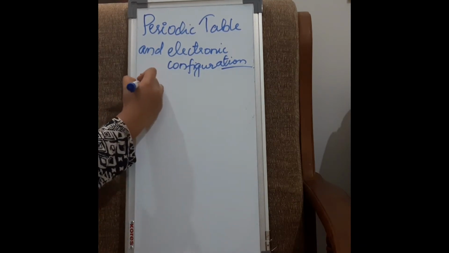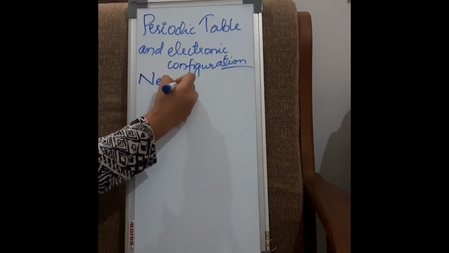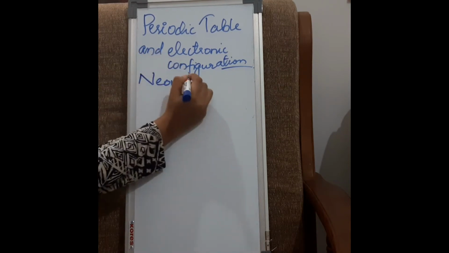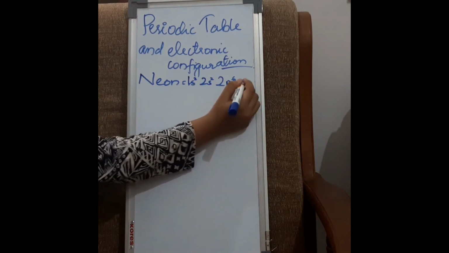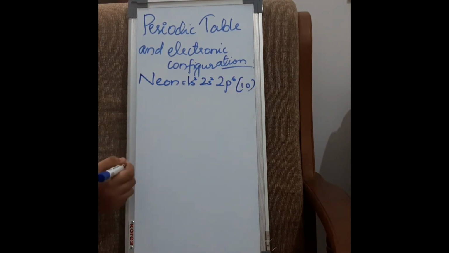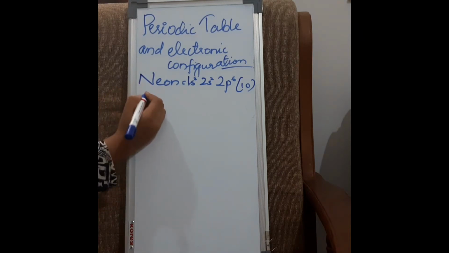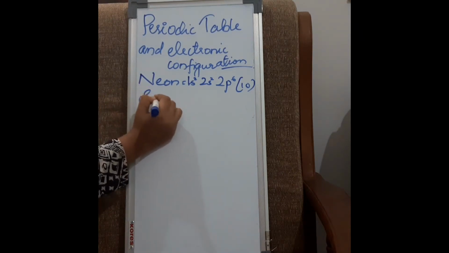If the neon, the electronic configuration of neon is 1s2, 2s2 and 2p6. That is atomic number 10. Okay. Then how can we write the electronic configuration of sodium?